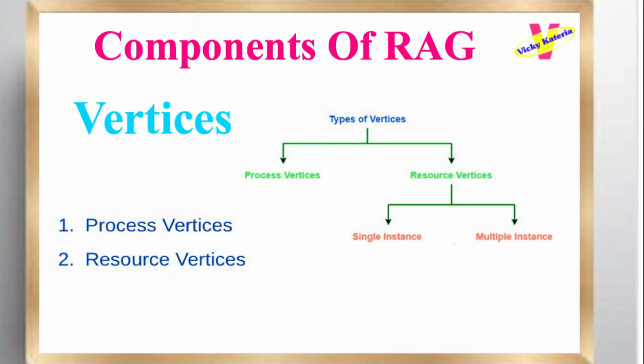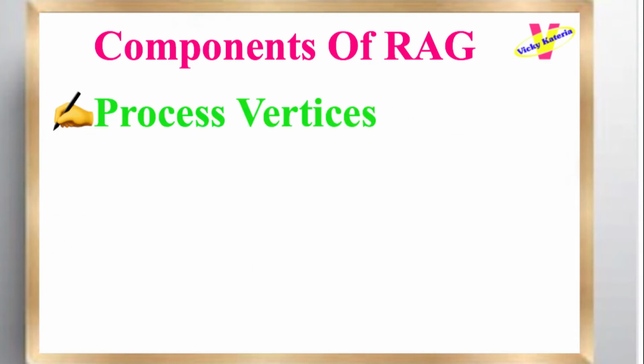Process vertices. Process vertices represent the processes. They are drawn as a circle by mentioning the name of process inside the circle.